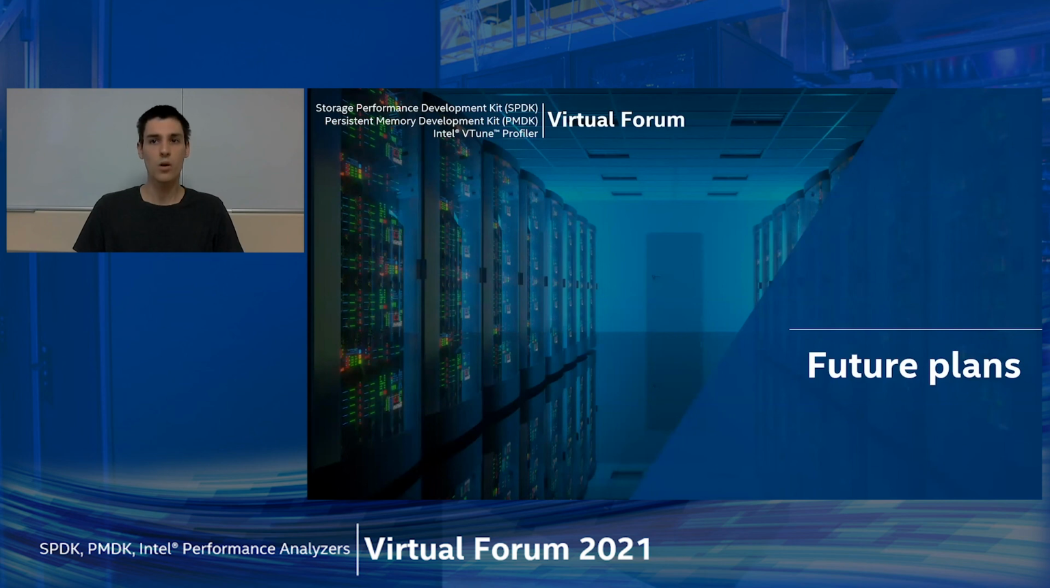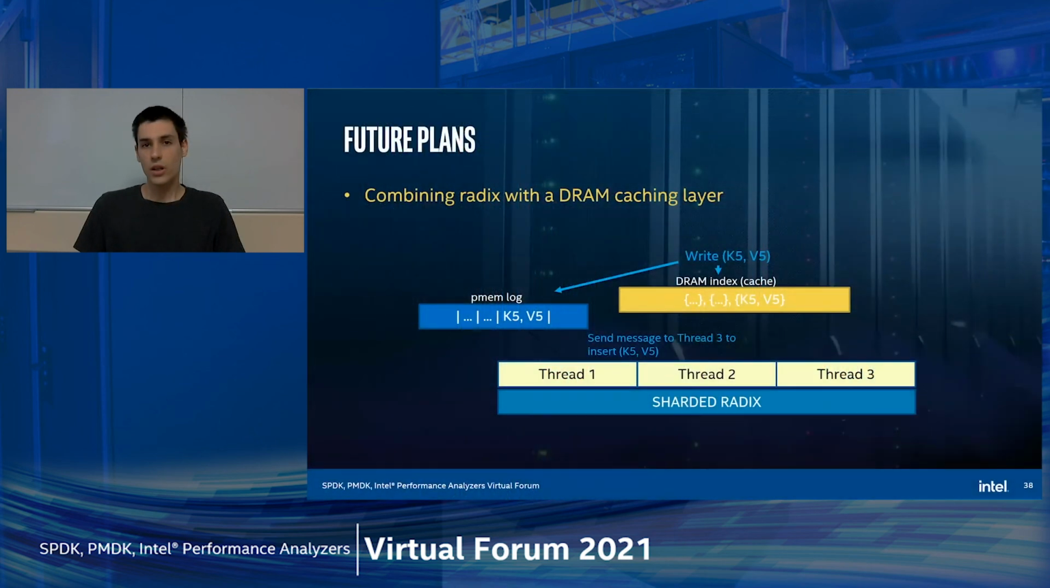Now, a few words about our plans for the future. Right now, we are working on a heterogeneous engine. So this will be a new engine which would use both PMEM and DRAM to increase performance. We want to implement it as an extension of Radix tree. You can see a general idea on this slide. So there is a persistent log which acts as a write-ahead log, and each new put to this engine only appends the data to the PMEM log. This should be a very fast operation.